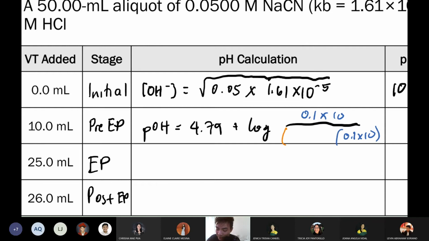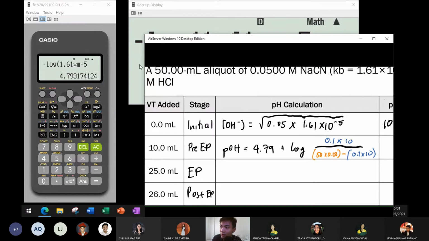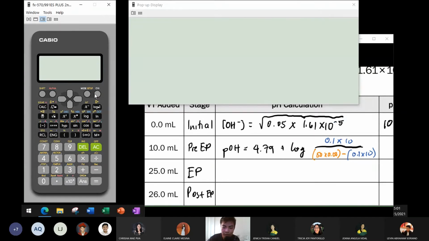Tapos, analyte 50 times 0.05. pOH makukuha nyo dyan ha. Minus 14 pa yan. Okay? Plug in ko to sa calcu. Ilalagay ko na yung minus 14 sa unahan ha. Pwede, ito na lang muna, then saka may minus 14, pero ako, I prefer yung tuloy-tuloy eh. Okay. 14 minus quantity, parenthesis. Ay, mali.